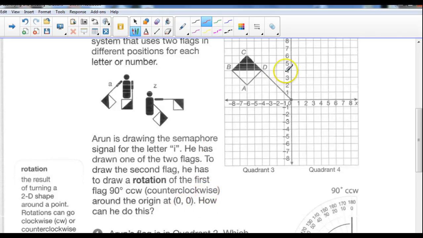How can he do this? First off, we have to know which direction is counterclockwise. This is the direction that a clock goes. We want to go the opposite direction, so we're going to be going this way. So 90 degrees means that we're going to move it from this quadrant 90 degrees down into this quadrant. Okay, so how do we do this?